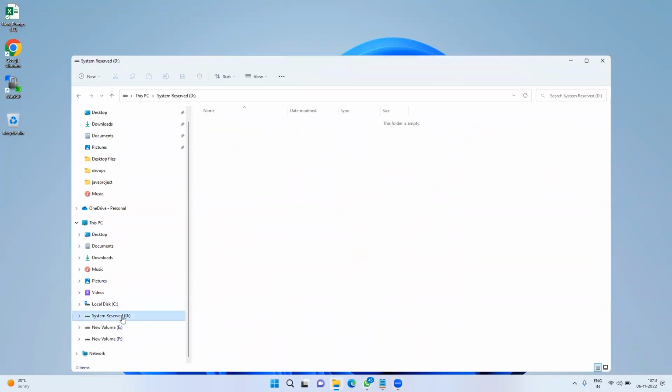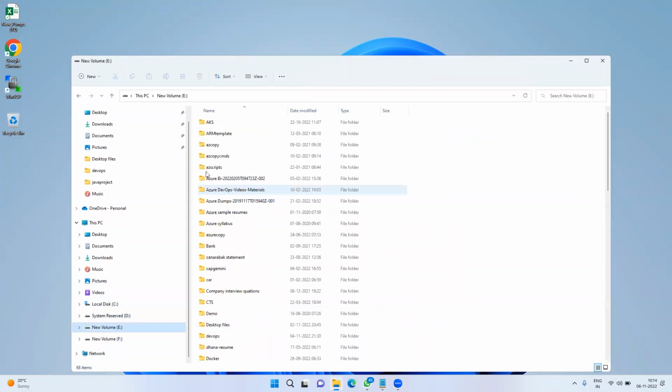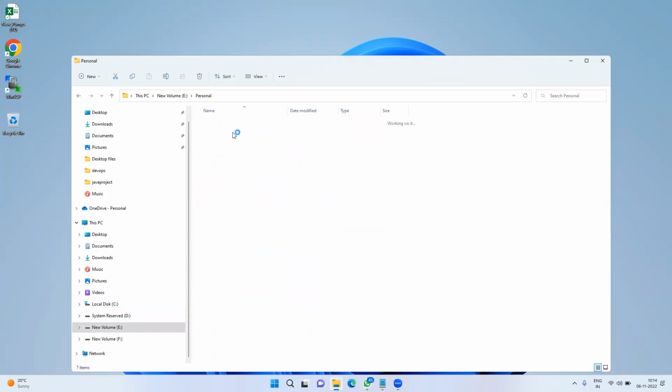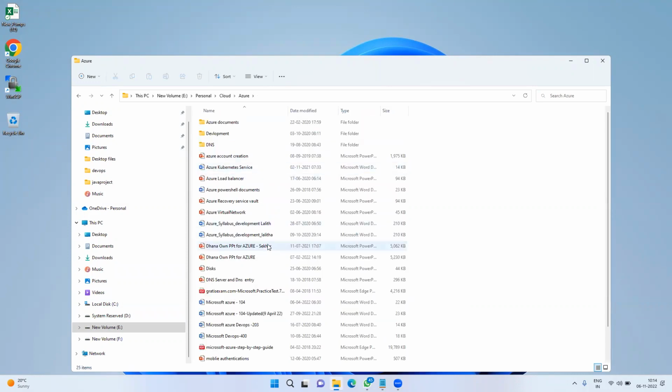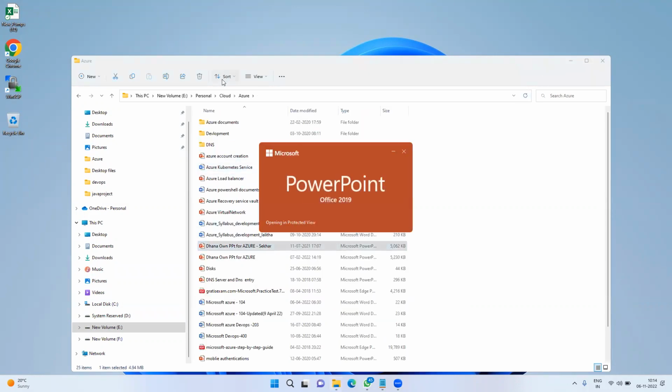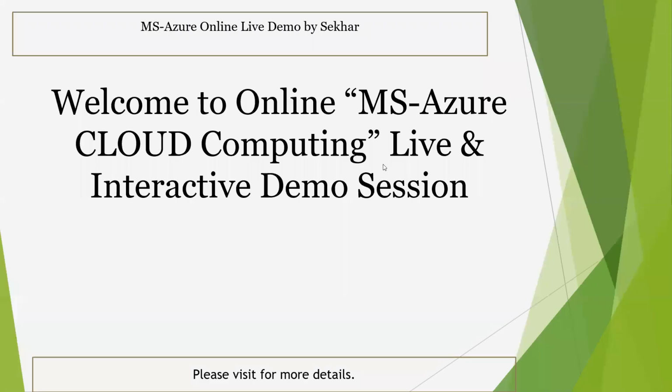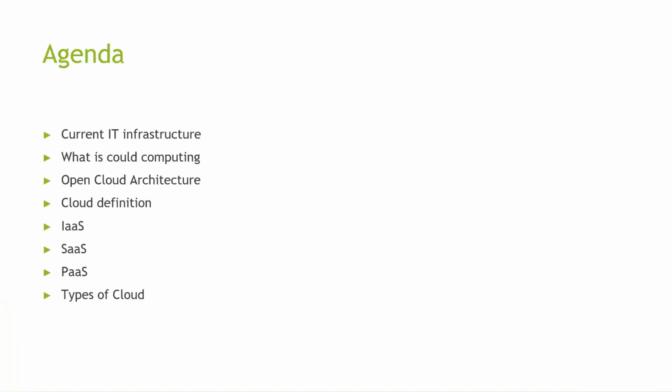Do you know what IT infrastructure is? Any idea? Anyone? Just very simple. What is IT infrastructure? IT infrastructure is nothing but the hard things that we can touch, like data centers, servers, and networking infrastructure like cables. Yes, that's correct.